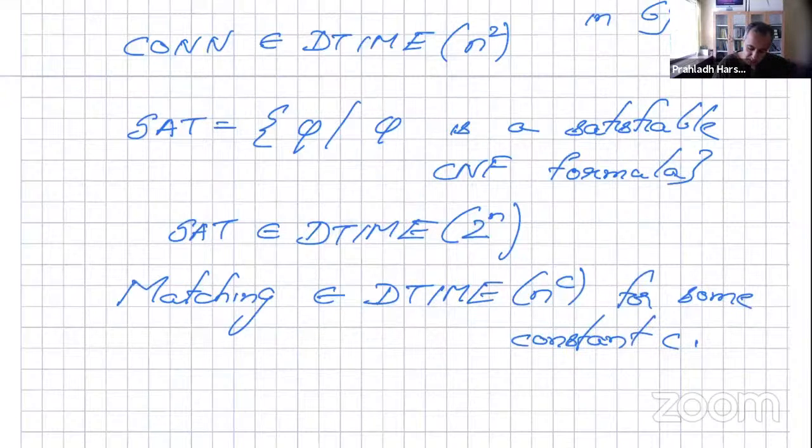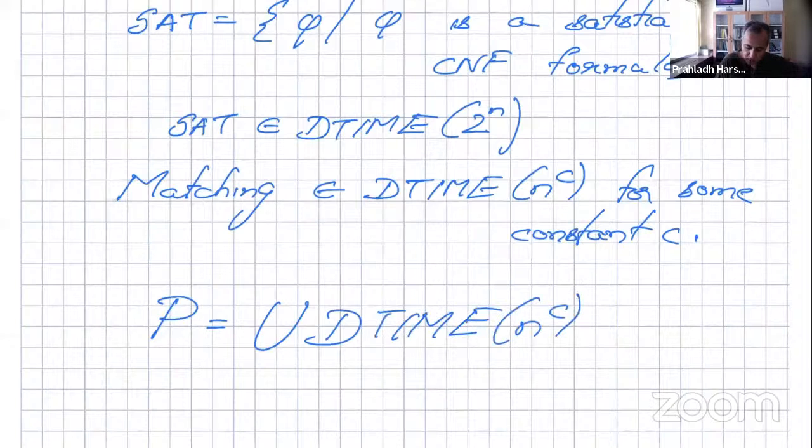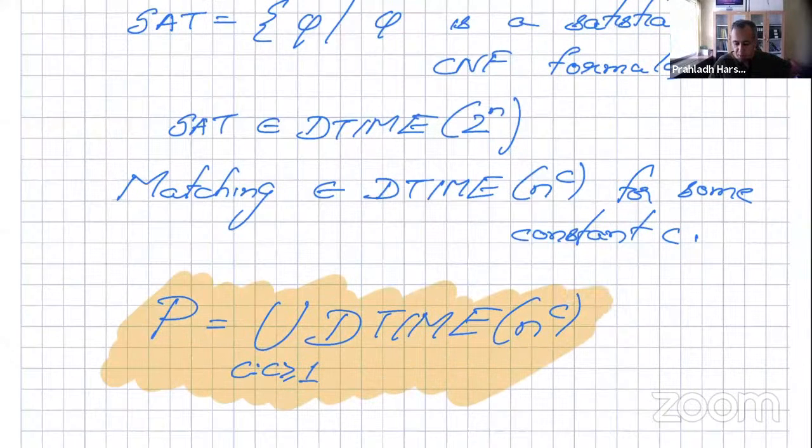This led people to define this class P, which is just the union of all n time, D time n^c for all constant c's. So this is the class. And they said this is one test of saying a problem is easy. You call it easy if there is a polynomial time algorithm that does it.